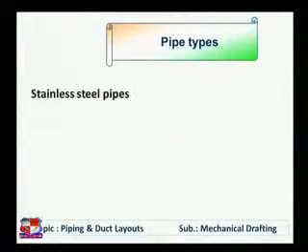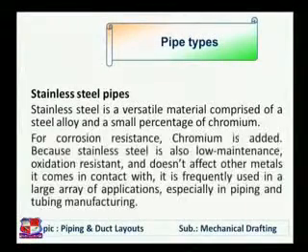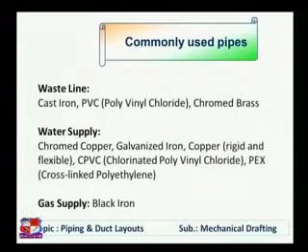Now types of pipe. There are numerous types of pipe, stainless steel pipes and commonly used pipes. The last topic is commonly used pipe. For waste line, cast iron, PVC and chromed brass are used. For water supply, chromed copper, galvanized iron, copper, CPVC and PEX are used, and for gas supply, black iron is used. So these are the commonly used pipes.